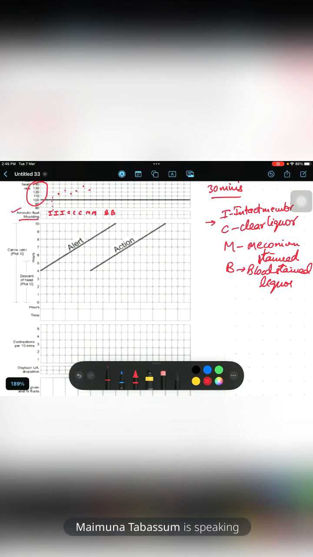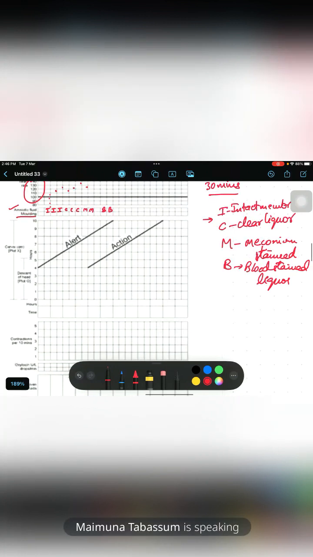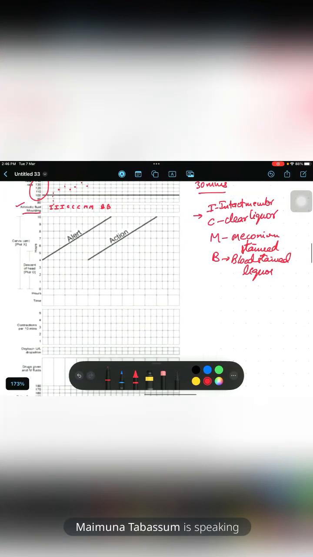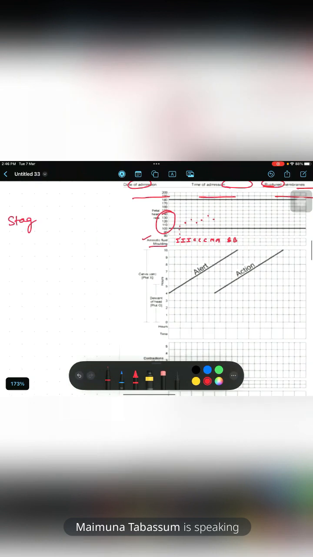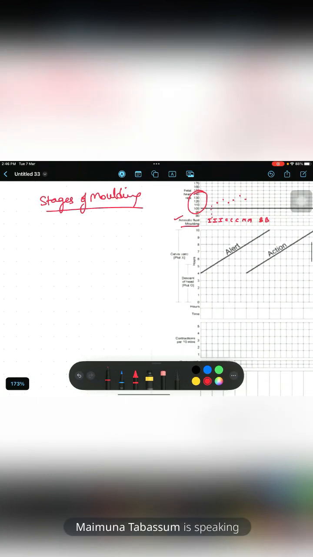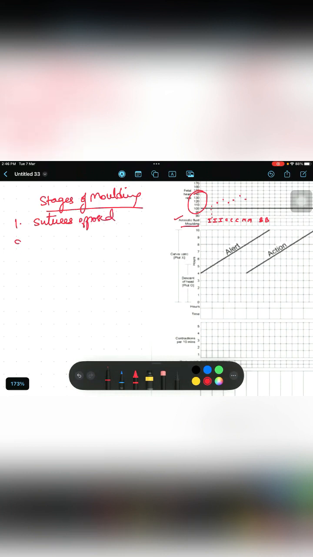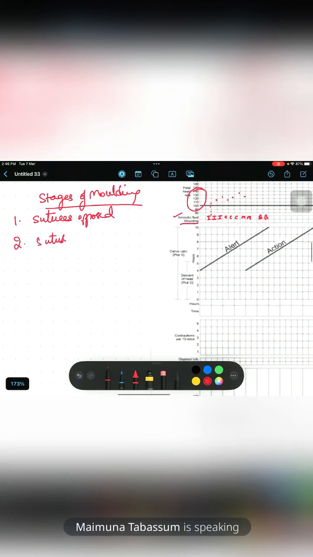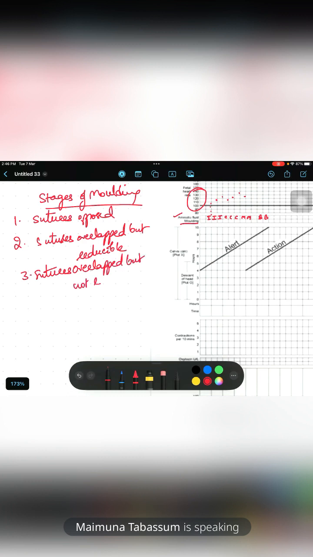Now molding. In molding you have to write the stages or grades of molding. The first grade is sutures apposed, the second grade is sutures overlapped but reducible, and the third is sutures overlapped but not reducible. Just have a look at the stages of molding.